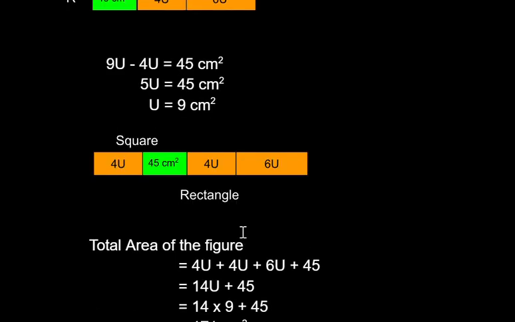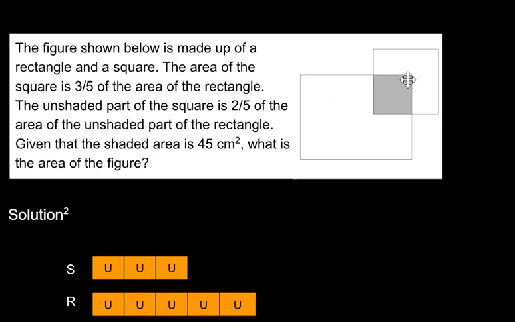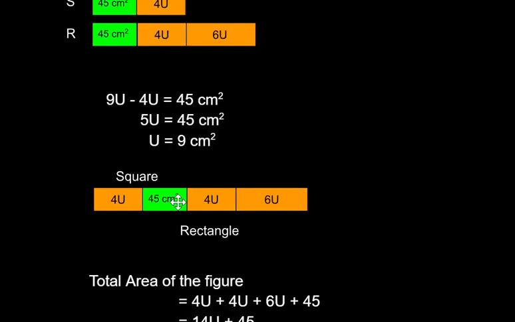So what is the total area of the figure? The total area of the figure is actually the square plus the shaded and the rectangle plus the shaded. So remember, you cannot have 45 and 45, because this shaded part overlaps. You look at the picture, this part is overlapped by the rectangle and also by the square. So you don't double count it. That's why we only use 45 once.